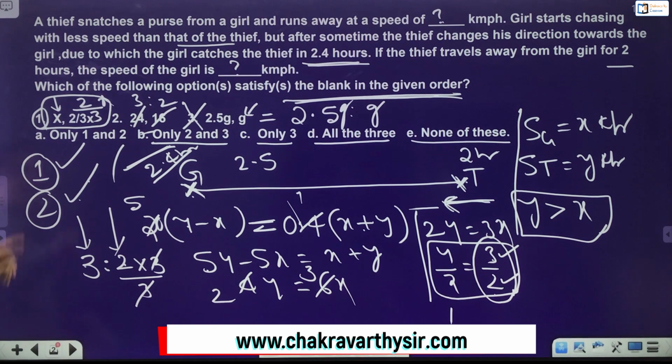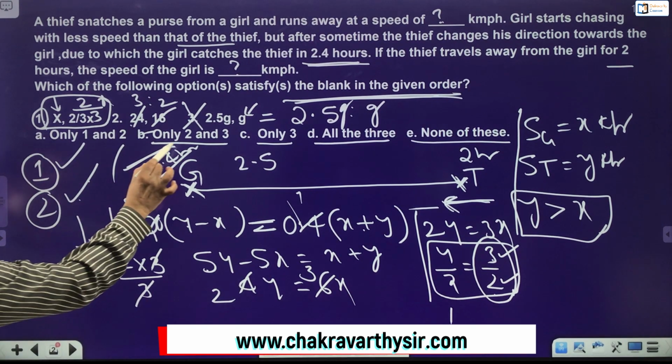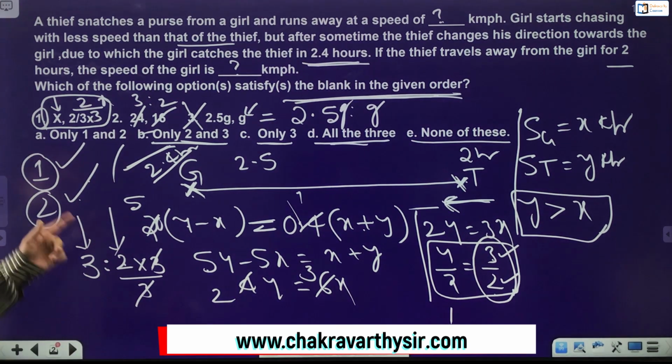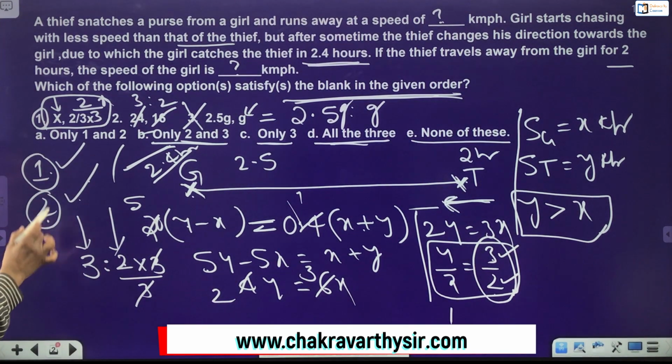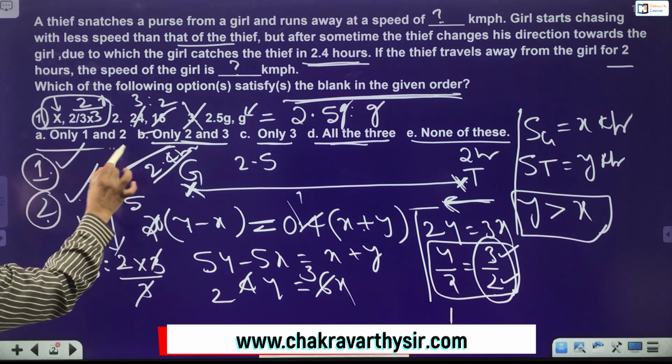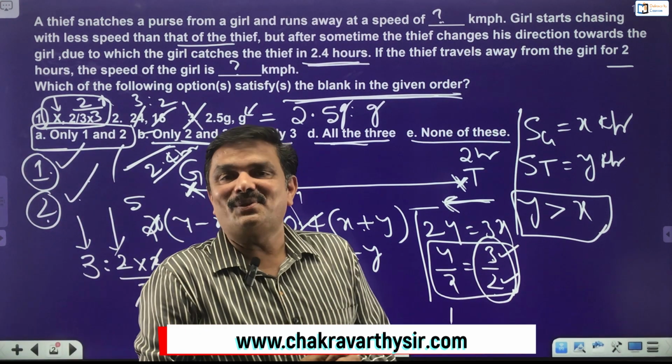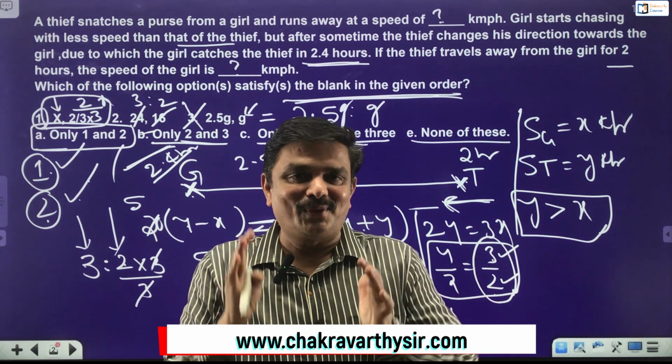Now go for the options. First option is only 1 and 2. Second 2 and 3, only 3, all 3, none of these. Obviously students, the first one is okay, the second one is okay. My option will be only 1 and 2 satisfy the condition. This is the way, students. I hope this is clear for all of you.